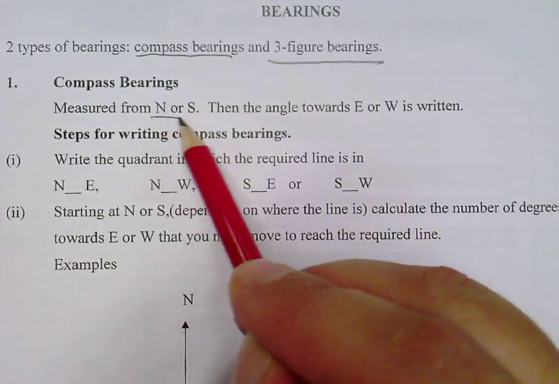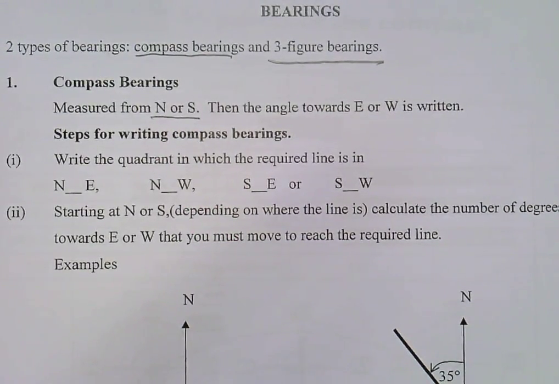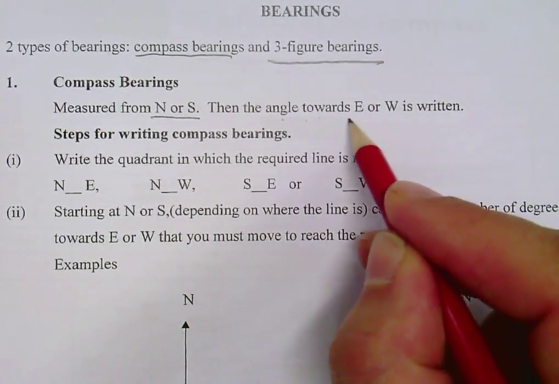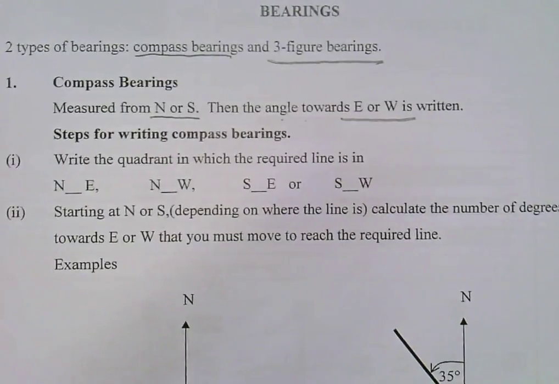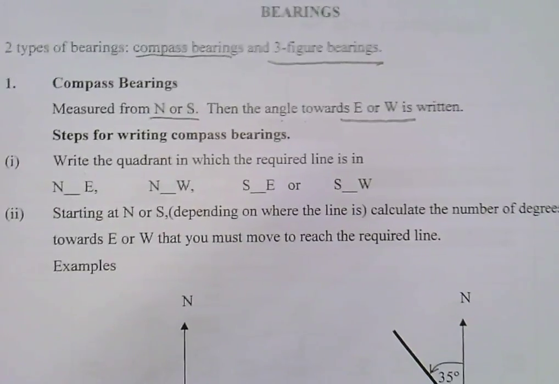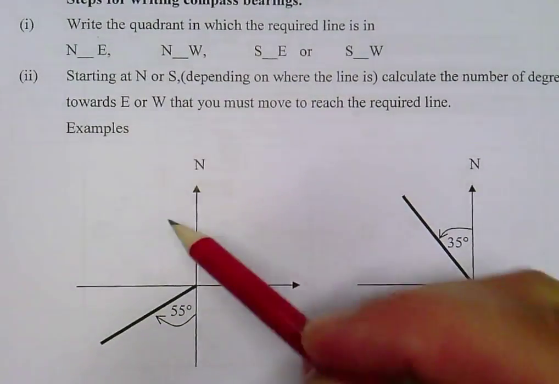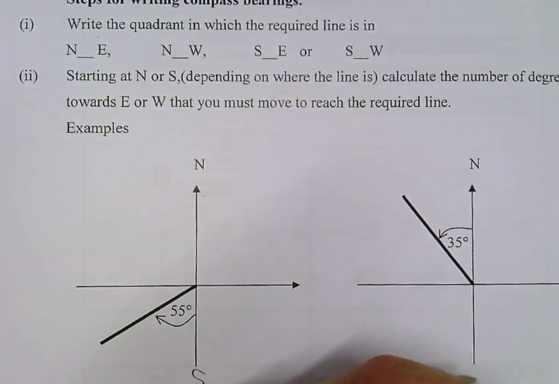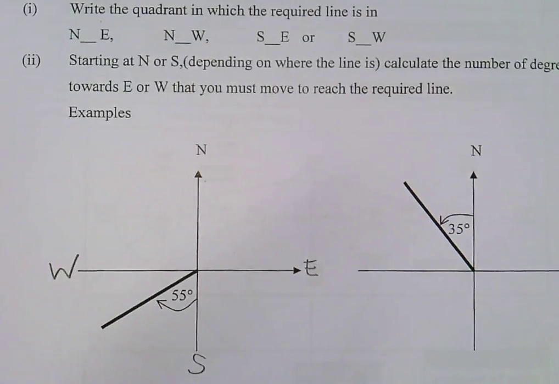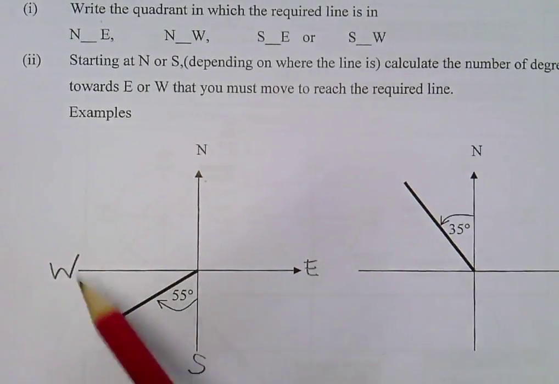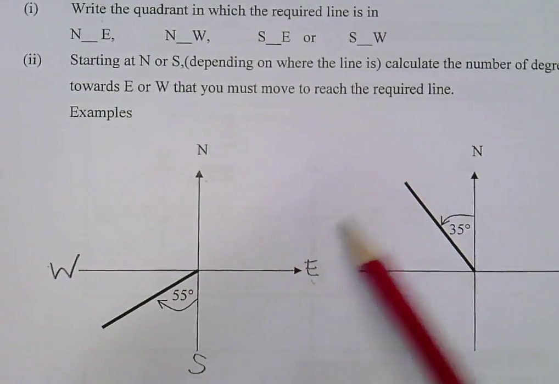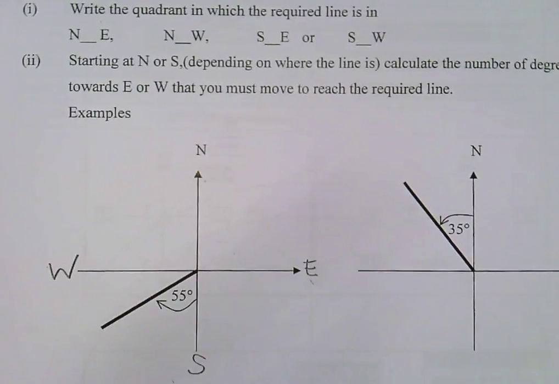Compass bearings are always measured from north or south. So we always mention north or south first, then we look at the angle towards east or west. On my diagrams down here, north, south, east and west. You can remember it how you want. I go Western Australia's over here, that's west. We're the eastern states. Eastern Standard Time. Never eat soggy wheat bix, or whatever you want to remember.